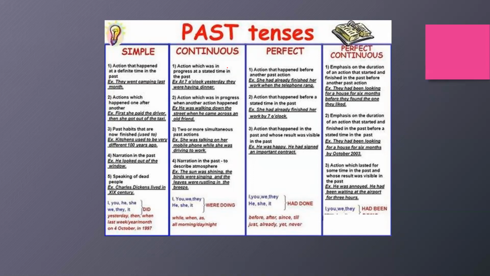An action was in progress, he was walking down the street. Then another action took place, that is, he came across an old friend. So next is past perfect tense. To indicate an action that was completed before a definite time. It was finished before a time in the past. Money reached here after you had gone. She had already finished her work by 7 o'clock.